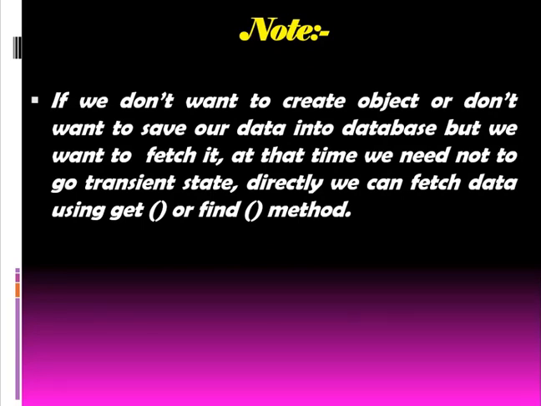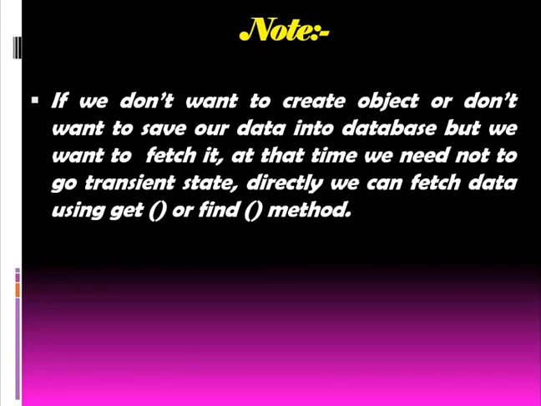It is an important note for you. If we don't want to create an object or save our data into the database, but we want to fetch it, at that time we need not go to the transient state. Directly we can fetch data using the get or find method. Whatever data was already saved before, we just want to fetch that data, so we can directly jump to the persistent state.